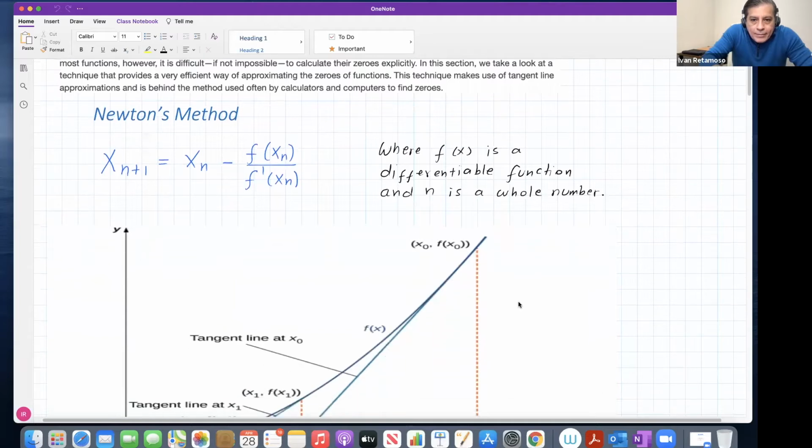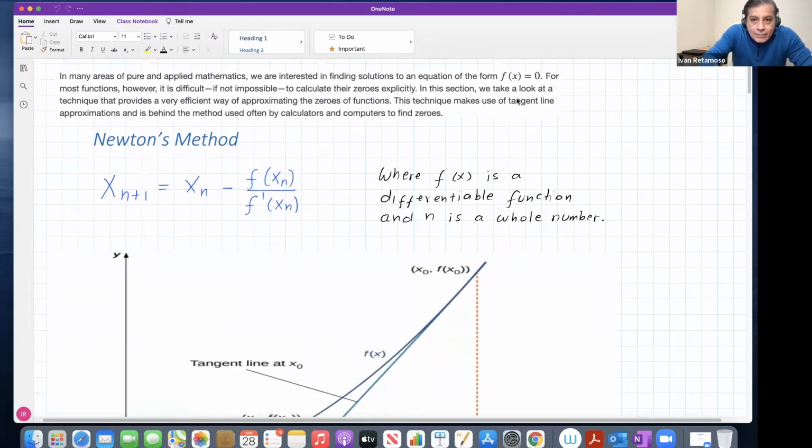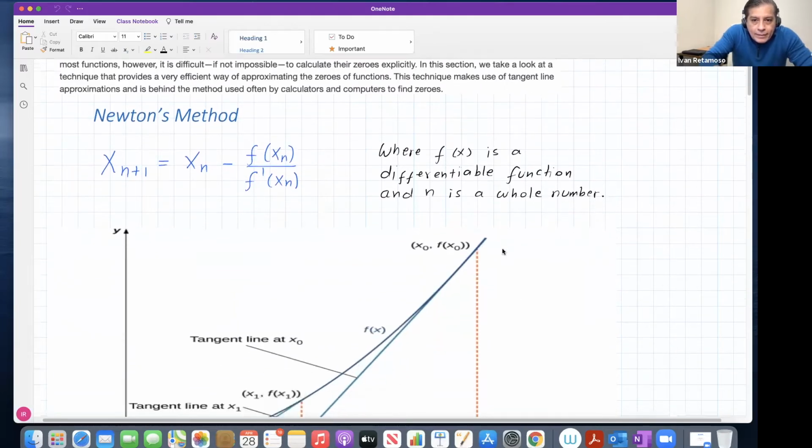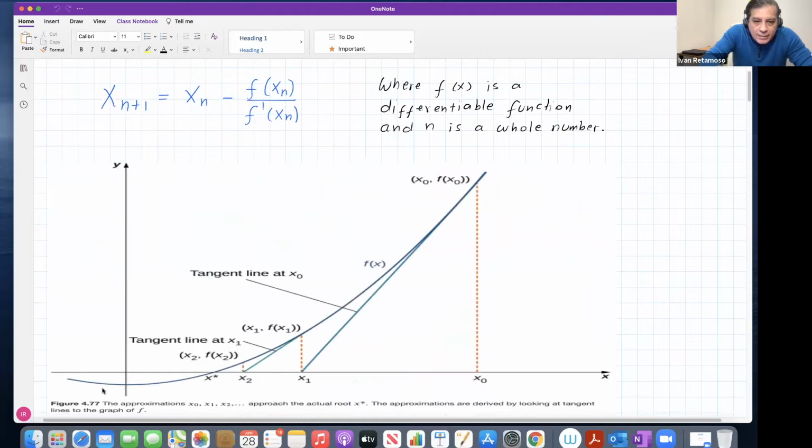Well, imagine that the graph of this f of x is this curve in general, and imagine that this curve meets the x-axis at this x with an asterisk on top. Let's call it x star. This is the actual 0 of f of x, and let's try to figure out how we can find this 0 using derivatives.